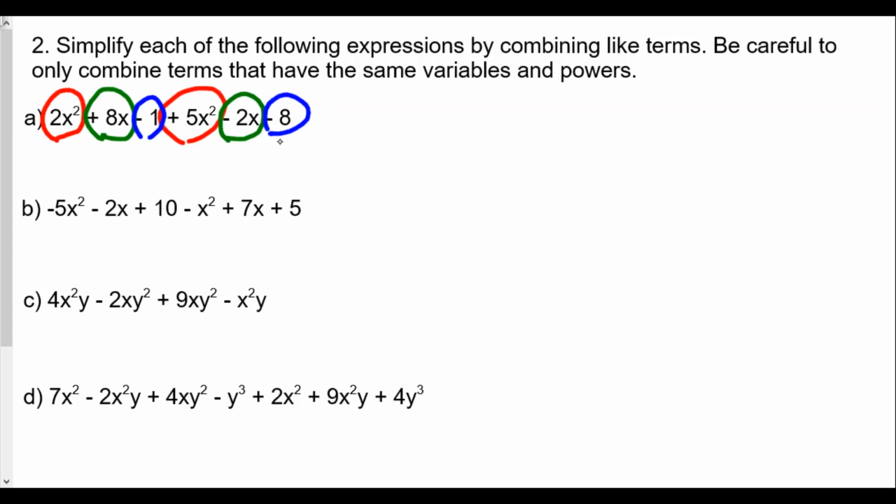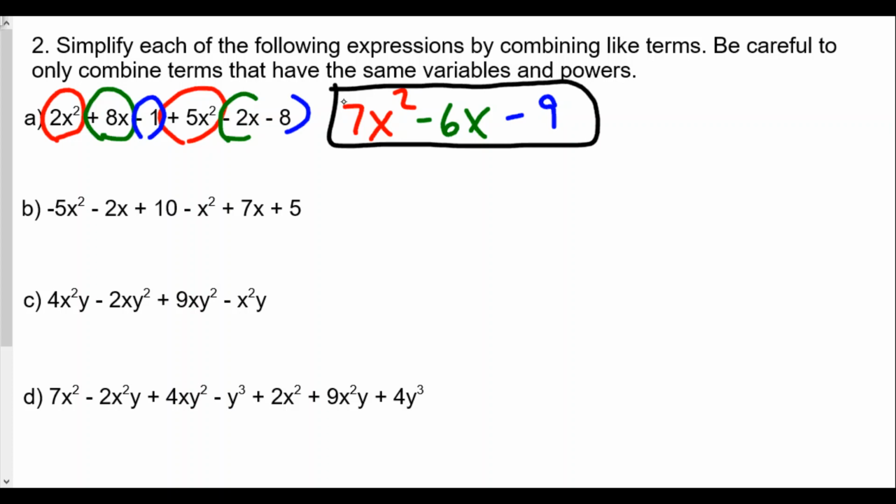So we're going to add the like terms together. 2x squared plus 5x squared is 7x squared. 8x minus 2x is minus 6x. And negative 1 minus 8, is it minus 8? Yes, minus 8. Negative 1 minus 8 will give us minus 9. And this will be our combined expression. If you have colored pencils or pens, you can do that too.